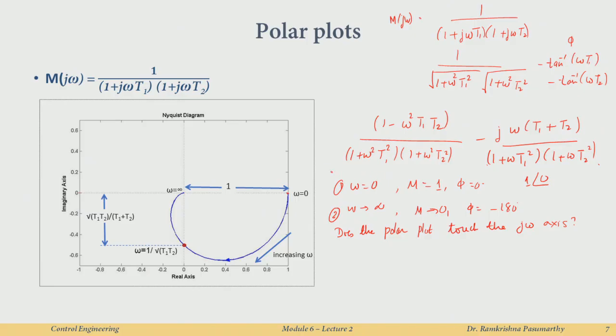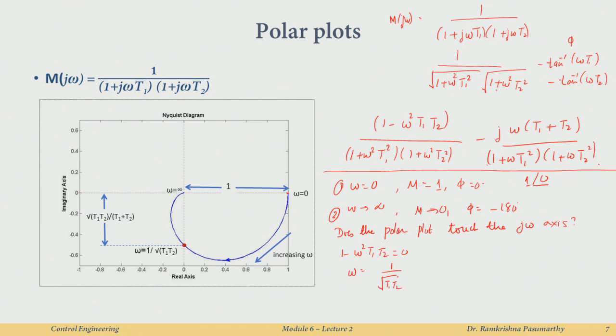So look at this expression, right? Does the real part go to 0 for any value of the frequency? So just equate this real part to 0. What you get is 1 minus omega square T1 T2 is 0, or omega is 1 over square root of T1 T2. Okay.